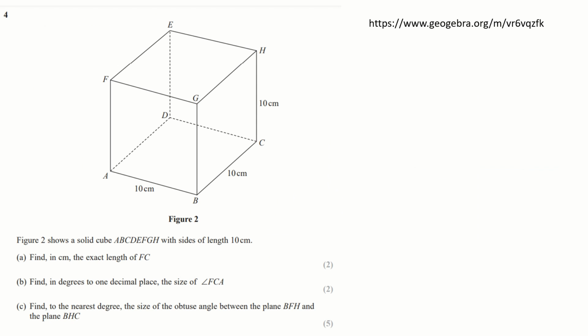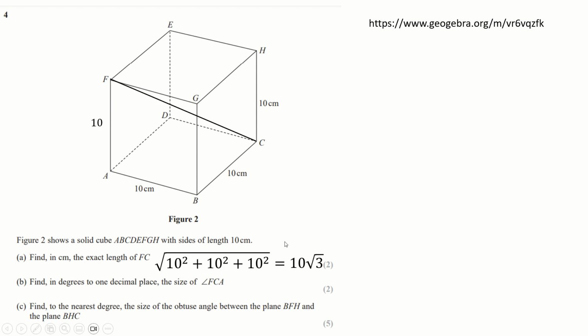Question 4 is probably the most interesting one on the paper. We'll start here, you can ignore this for just a second. If I hadn't pointed that out, no one would have noticed it anyway. But anyway, find the length of FC. So FC is all the way along here. We can just maybe call this length 10 here, because clearly it is. And then we can just do triple Pythagoras and say 10 squared plus 10 squared plus 10 squared, square rooted is FC, and we'll end up with 10 root 3.